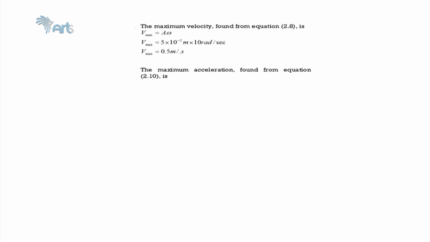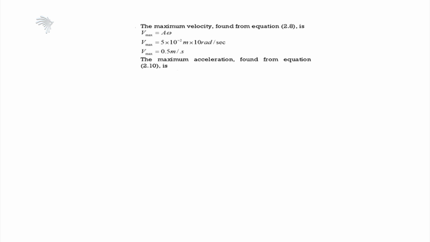Also, the maximum acceleration is found from the expression a is equal to 5 times 10 to the power of minus 2 meter times 100 rad squared per second squared, that's omega squared. Finally, the maximum acceleration will be minus 5 meters per second squared.